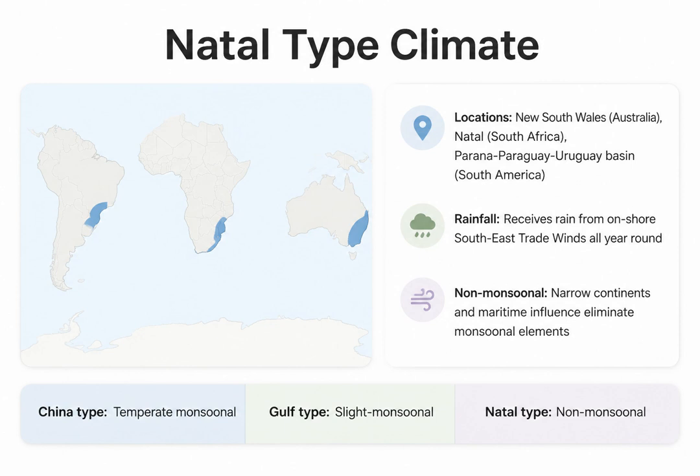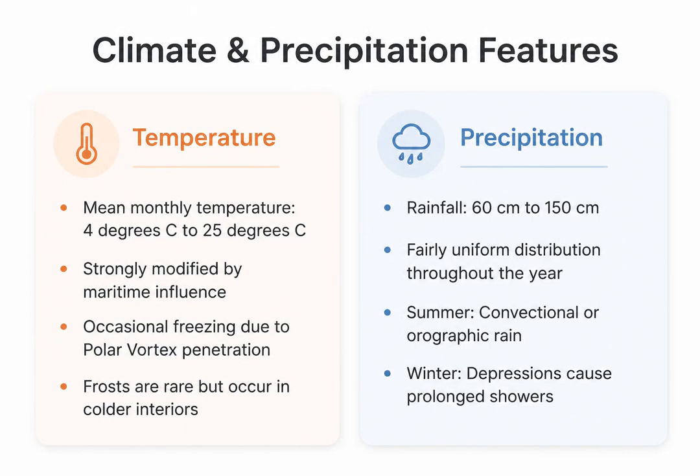So to compare, the China type is highly monsoonal, the Gulf type is slightly monsoonal, and the Natal type is entirely non-monsoonal. Looking at the general climate of the warm temperate eastern margin, it's characterized by warm, moist summers and cool, dry winters, though winters in the Natal type remain moist. Temperatures generally range between 4 and 25 degrees Celsius, kept relatively moderate by the nearby oceans.